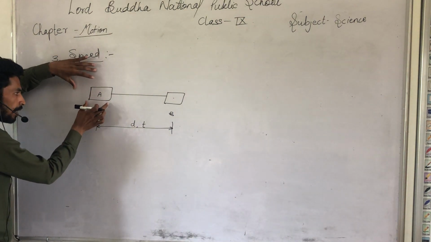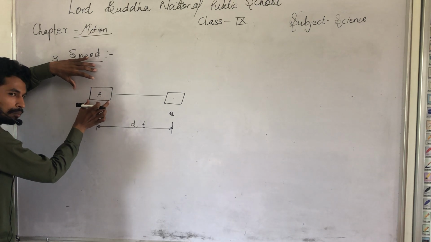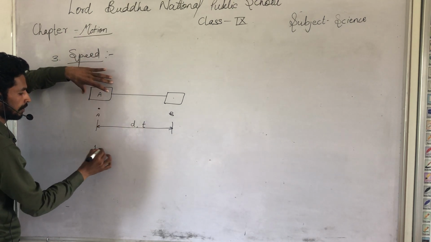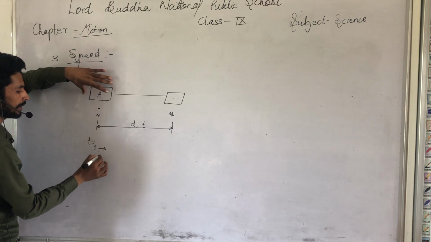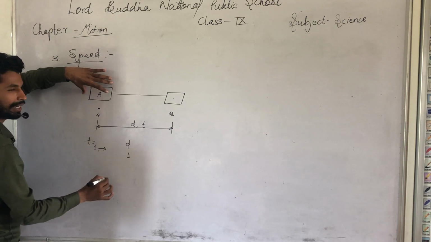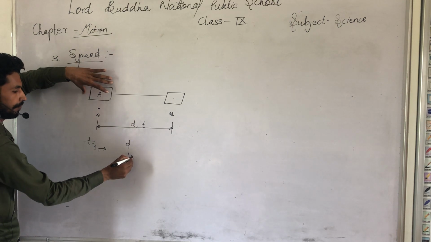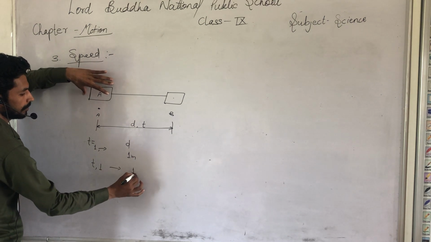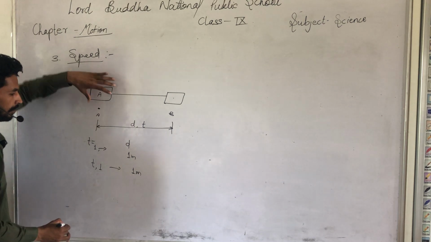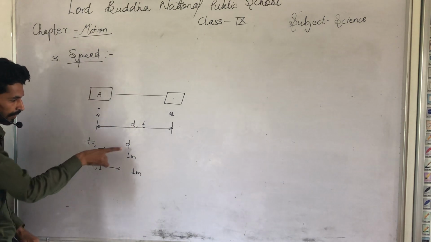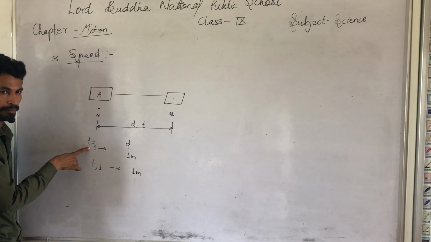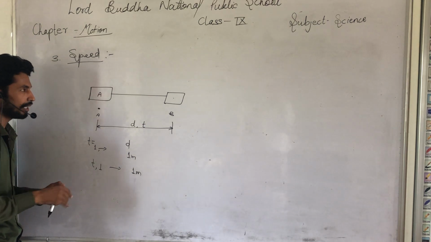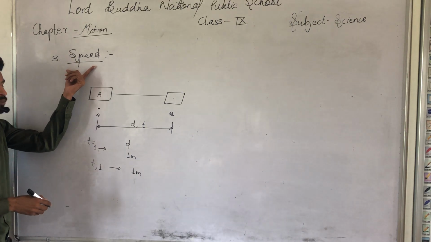To cover this distance, this object will take some time, that is T. Let's say after 1 second it moves 1 meter. In the first 1 second, time T equals 1 second, the distance moved by this object is 1 meter. In the next 1 second, the distance moved is also 1 meter. So we can say this distance depends on time. The distance moved per unit time is called speed.